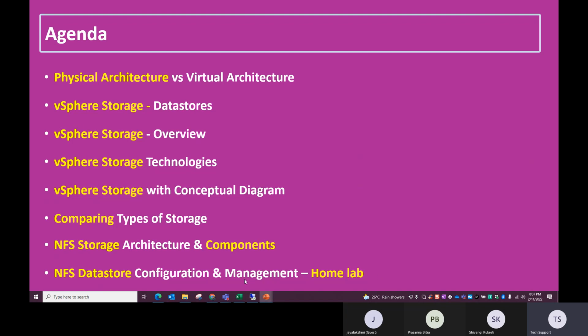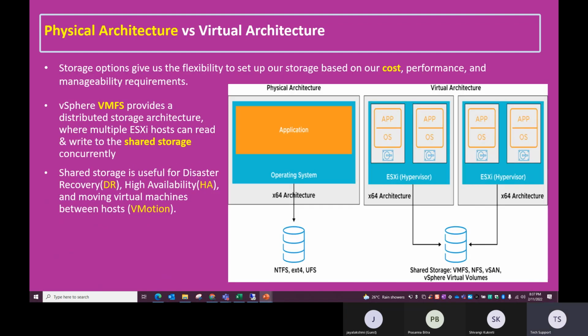Okay, so we'll start with the first point. It's the physical architecture, and we are going to compare it with the virtual architecture. Let's verify the diagram first. In the physical architecture, we need one server, which is an x86 architecture. X means any 64-bit architecture. You can use any Intel motherboard or AMD, and any HPE server or other vendor servers. On top of the physical server, we install an operating system like Windows.